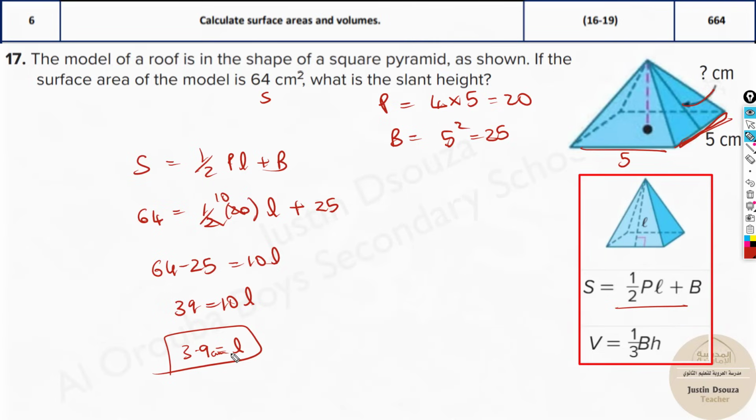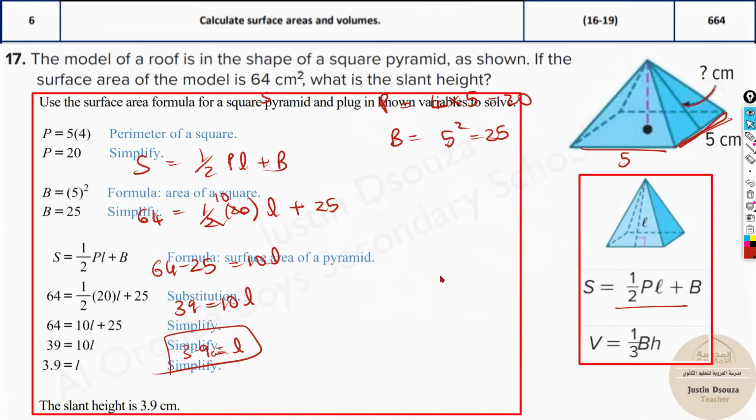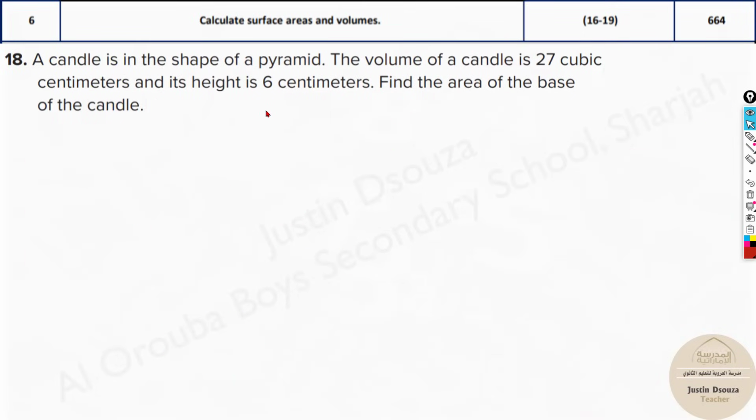Remember, this is in centimeters. That's how we solve it. Now, we do not need to use the volume. Why? Because they have not asked for the volume, only the slant height. So that's the answer. And over here we have another similar problem. A candle is in the shape of a pyramid. The volume of a candle is 27 cubic centimeters and its height is 6 centimeters. Find the area of the base of the candle.